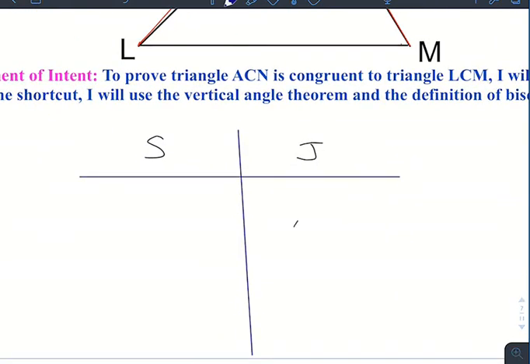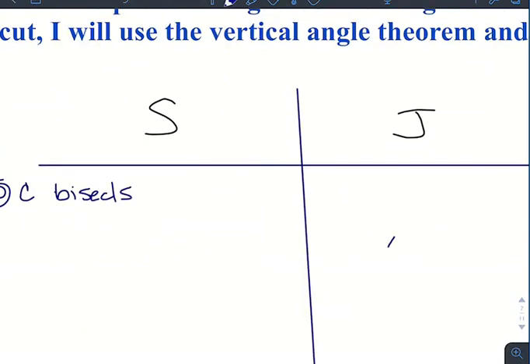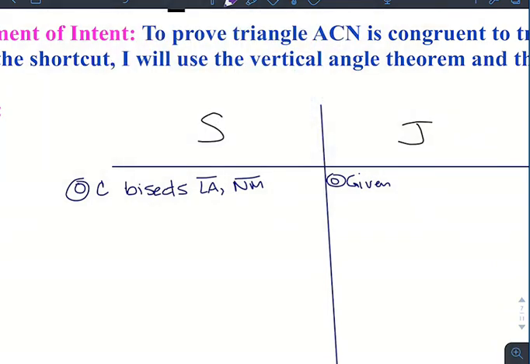And so the first step of this kind of proofing is we have to write our givens. And so we have to say C bisects, what are the 2 lines? LA and NM. So C bisects LA and also NM. And that was given to us. It's important, especially in this style of proofing, that you always write your givens first. It establishes it as a true statement in the proof itself, and so subsequent steps will make more sense.